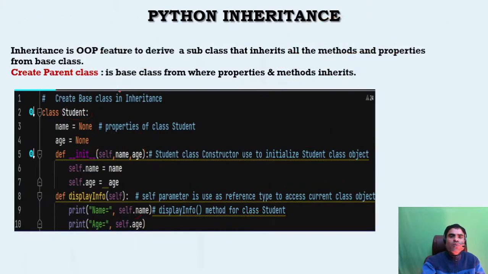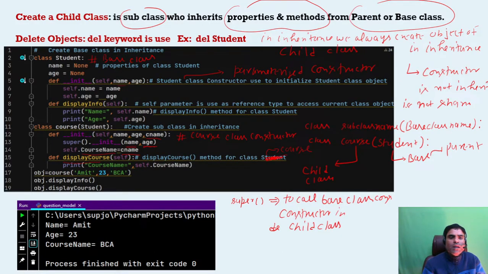Here we have used a parameterized constructor, not the default constructor. That's why we are providing three values: the first two for the base class and the third for the derived class, because in the derived class we have the derived class constructor. Why are we sending three? Because we are creating the object of the derived class, and we have passed three parameters: name, age, and cname, the course name. So we provide name and age first, and then the course name as the third. When I call obj dot display info, you can see display info.